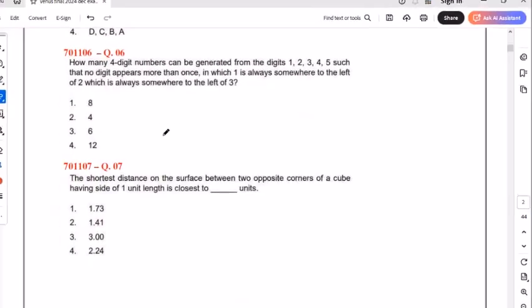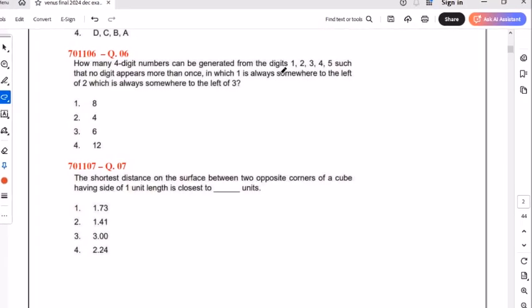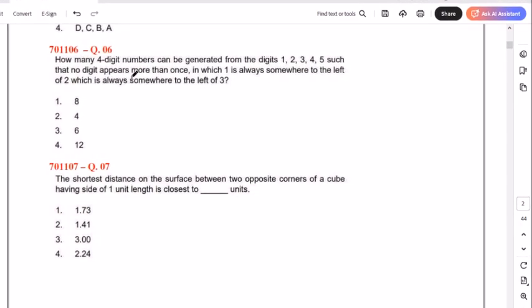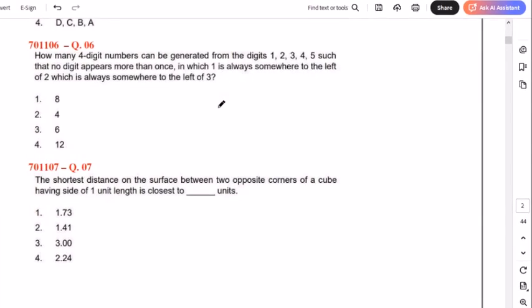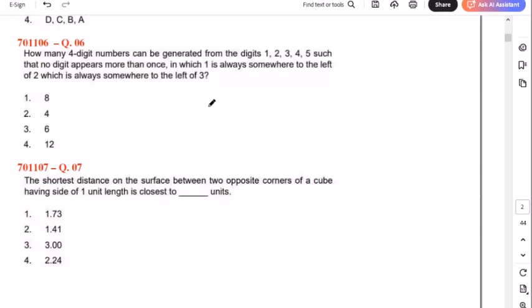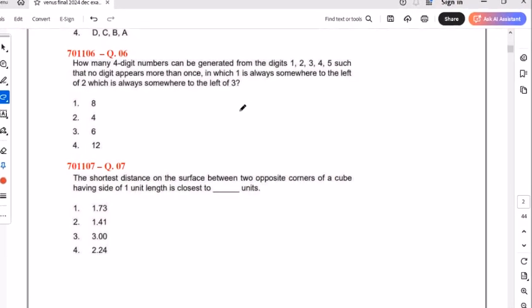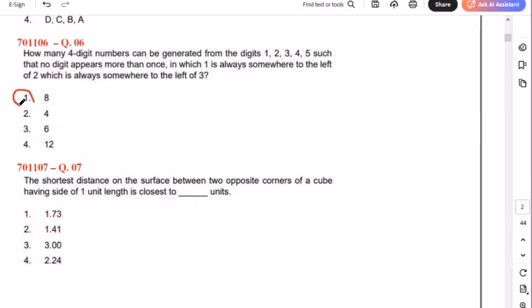Next, question number 6. How many 4-digit numbers can be generated from the digits 1, 2, 3, 4, 5 such that no digit appears more than once, in which 1 is always somewhere to the left of 2, which is always somewhere to the left of 3. So the correct option for this question is option number 1, friends.